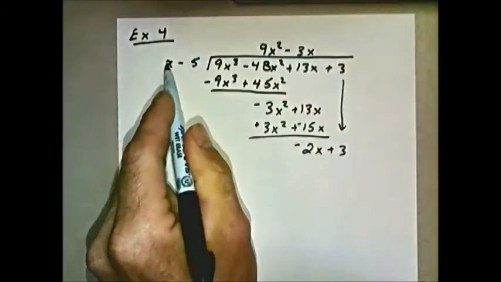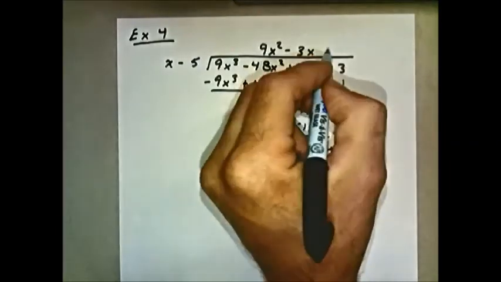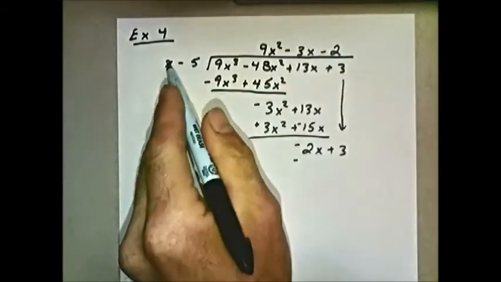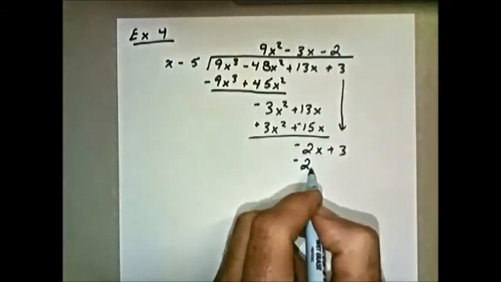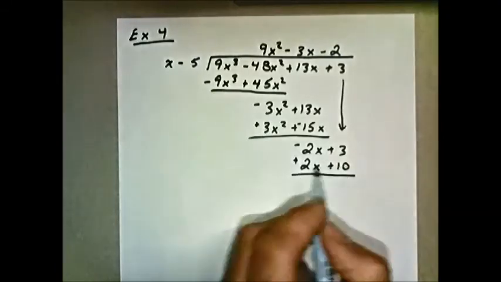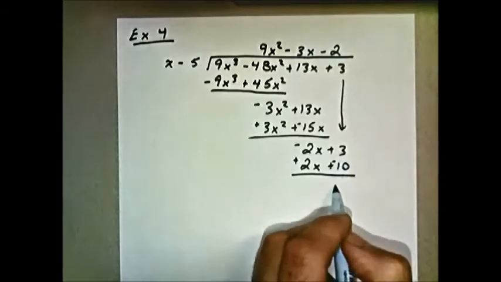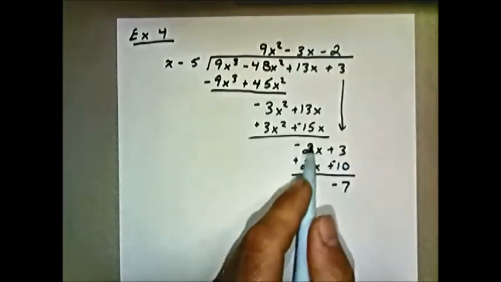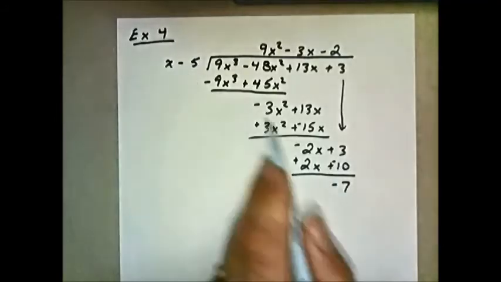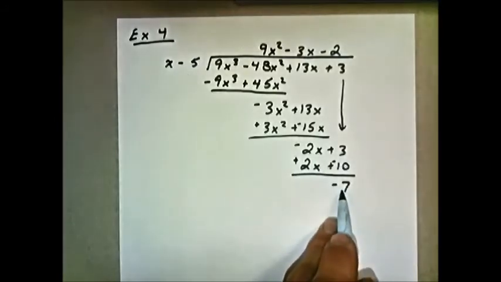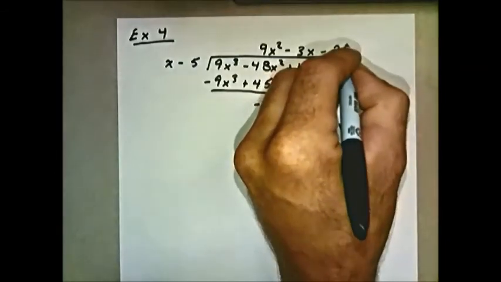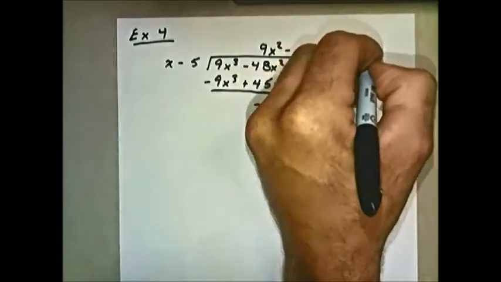We ask ourselves, what times x gives you negative 2x? The answer is negative 2. Multiplying negative 2 to x minus 5, we get negative 2x plus 10. Change your signs. 3 minus 10 gives us negative 7. The linear or the x terms cancel. X times what is negative 7? We don't know that answer, so that is our remainder. So we have r, negative 7.